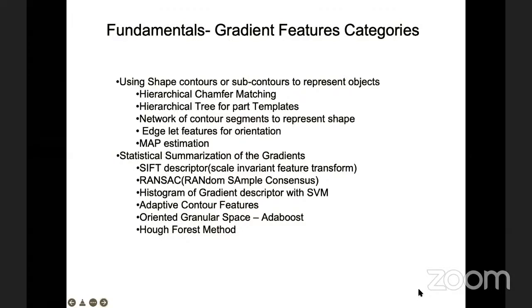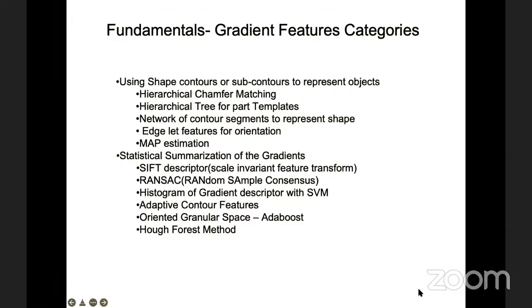Let's go to the first one. So I talked about the gradient features categories: shape, contours, subcontours. So there are so many methods you can note down: the hierarchical chamfer matching, hierarchical tree for part templates, network of contours, edgelet, and maximum a posteriori probability estimation, MAP algorithm. So these are some of the techniques which are used for getting the shape contours.